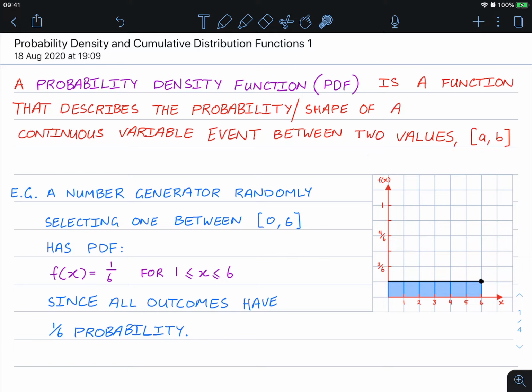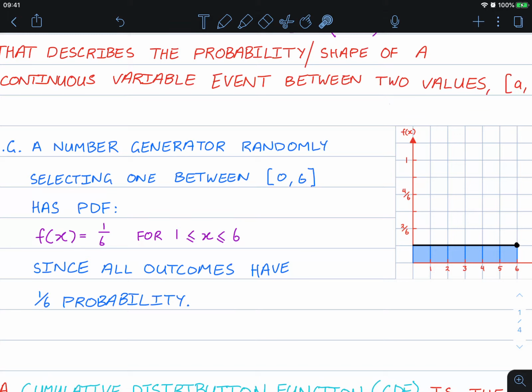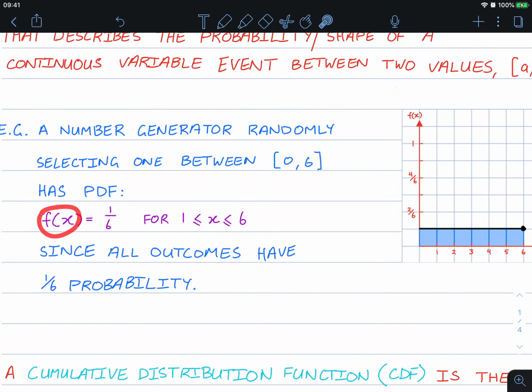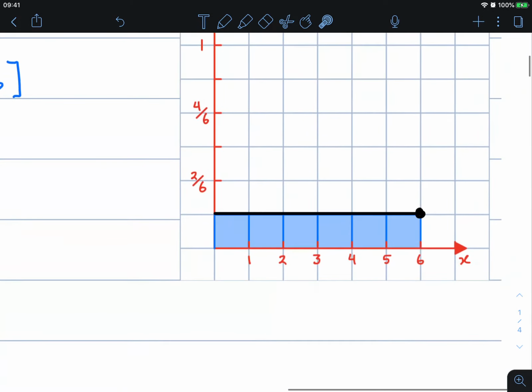A probability density function, shortened to PDF, is a function that describes the probability or shape of a continuous variable event between two values A and B. So for example, if we had a random number generator randomly selecting one number between 1 and 6, this has a PDF of f of x equals 1 over 6 for the values 1 is less than x is less than 6, since all the probabilities are 1 in 6. So this is what it might look like.